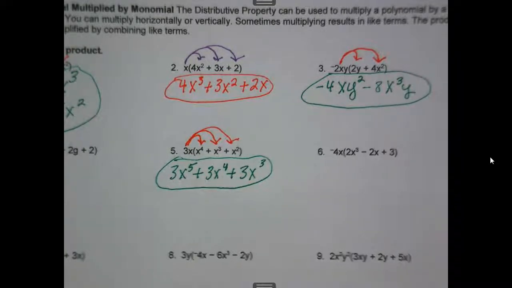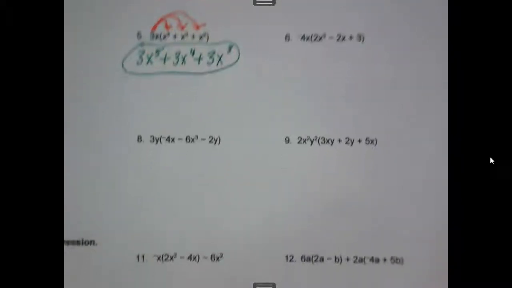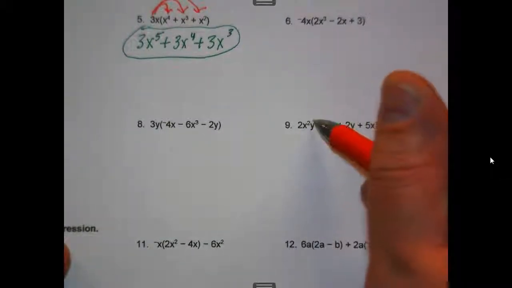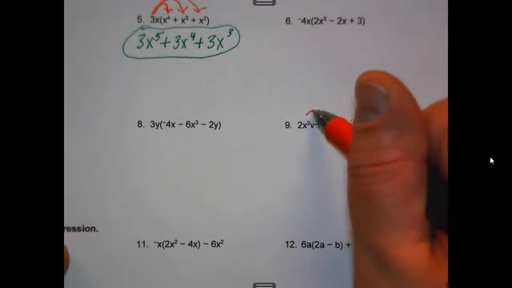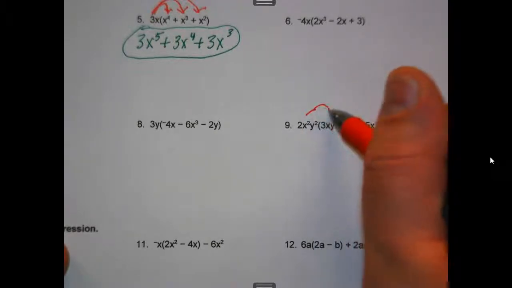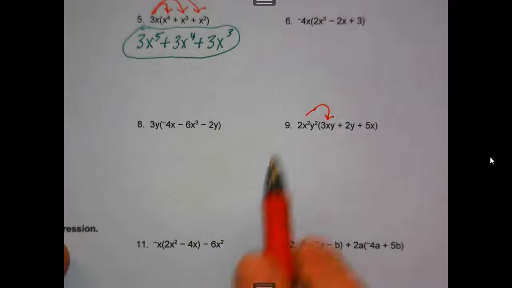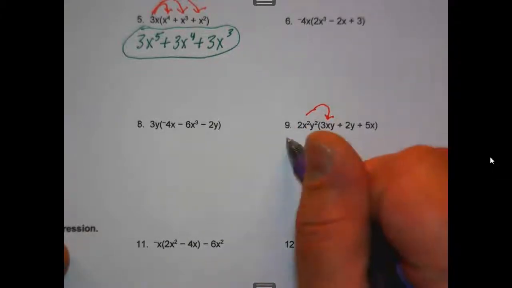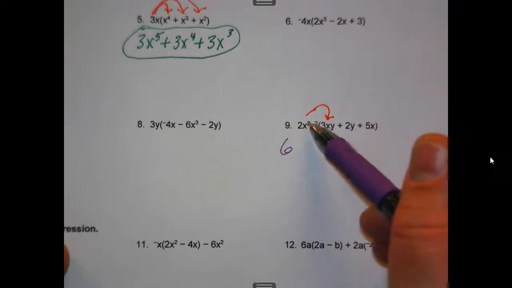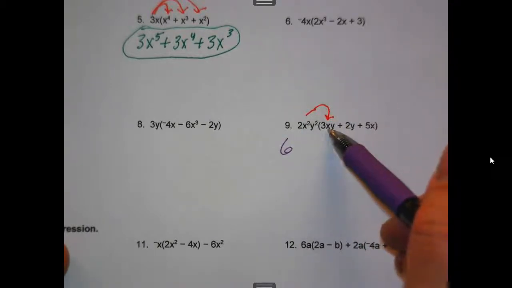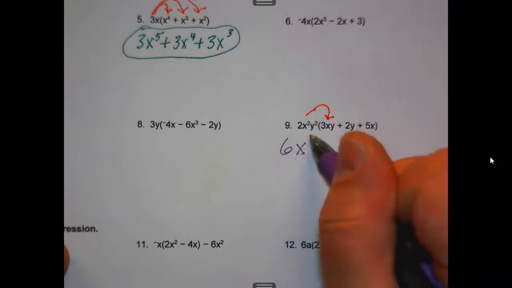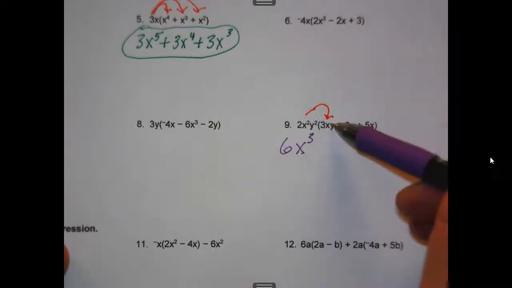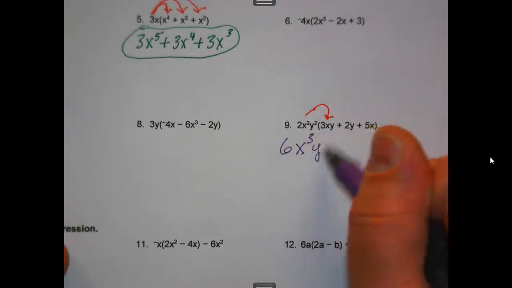Ooh, let's do number 9. Okay, 2x squared y squared times 3xy. 2 times 3, 6. X squared times x to the first, x cubed. Y squared times y to the first, y cubed.